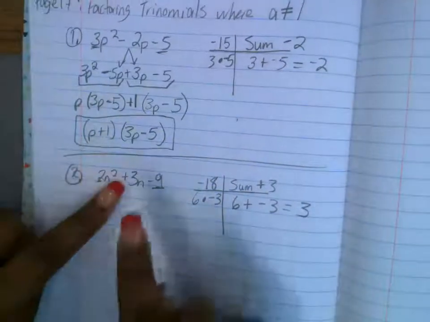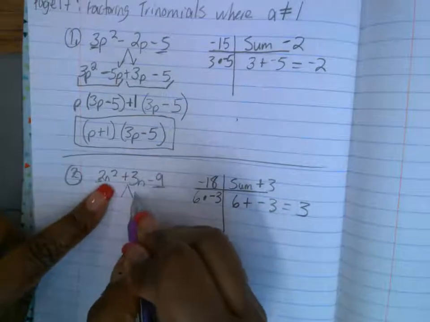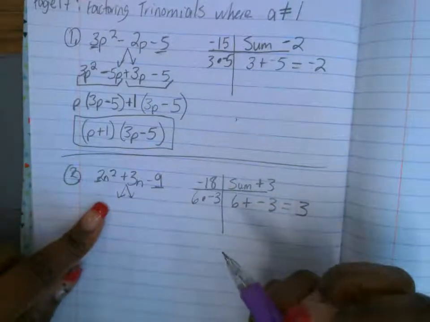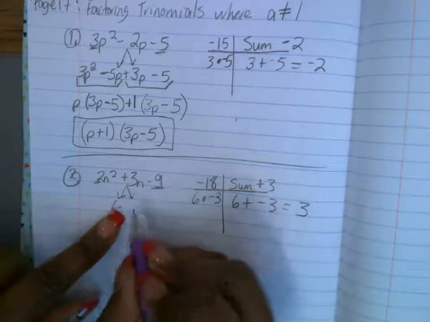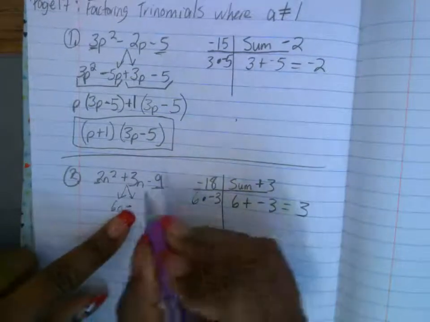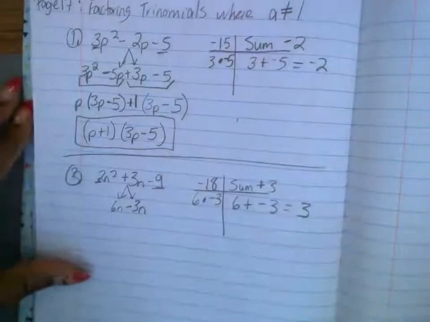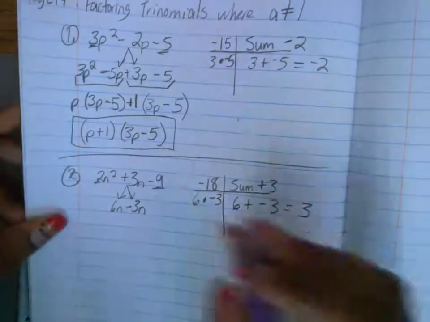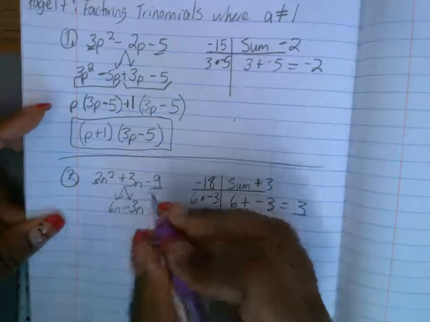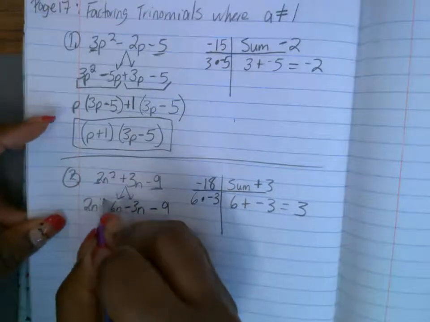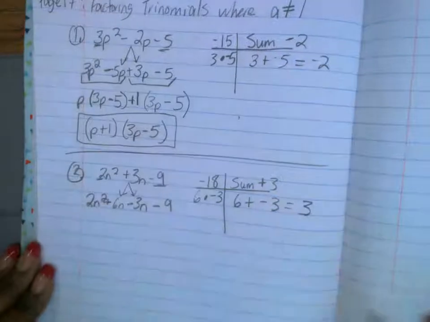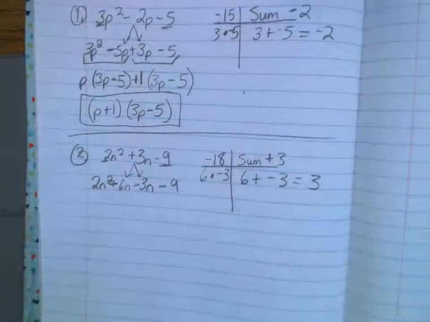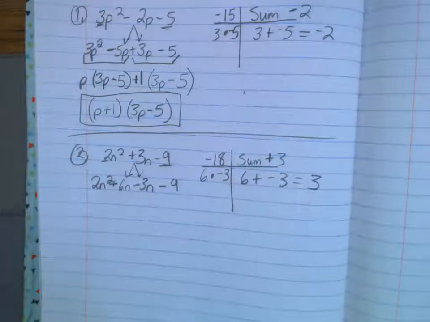All right? So we're going to break down this middle term. We have 6n and negative 3n. Bring down the minus 9. Bring down the 2n squared. And this is positive, sorry. Any questions about that? Please look at it. Let me know if you have questions. Okay, good, Will.